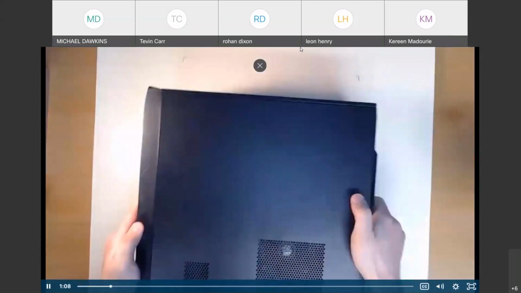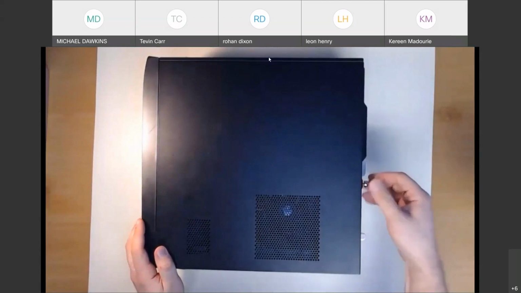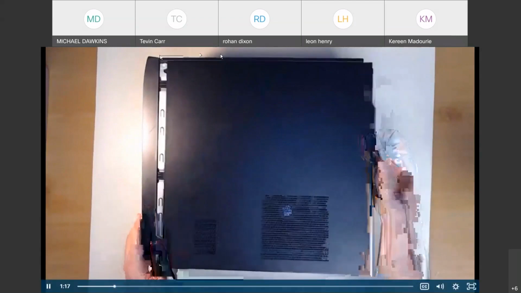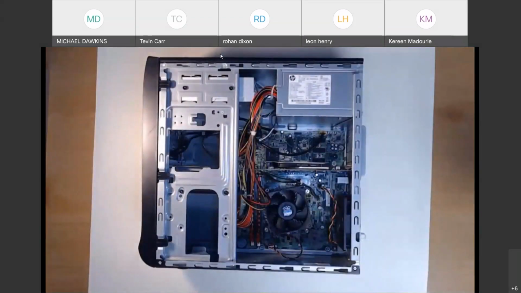When we get the computer on its side, I can remove the screw on the back. You either do this by hand or use the screwdriver if you need. We can slide the case cover. We'll start again on the inside.